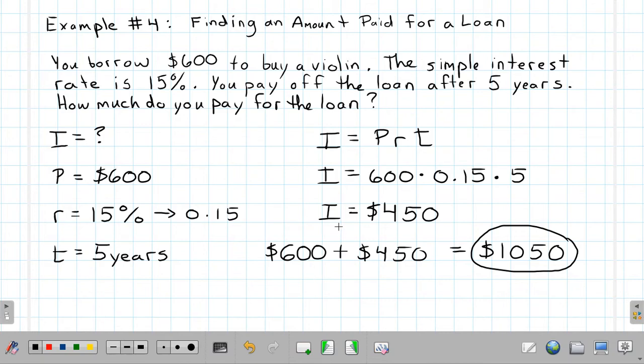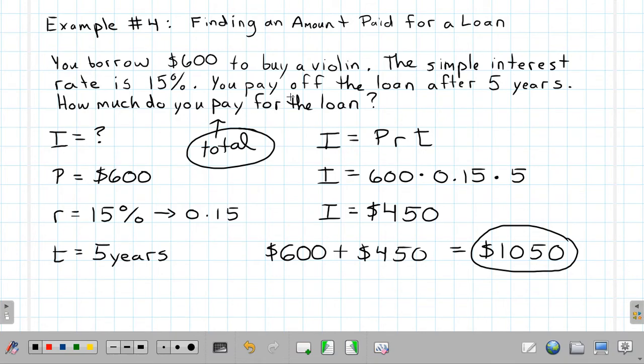So just be aware of that. Since it says how much in total, this is wanting the total. How much in total do you pay for the loan? Well, you'd have to pay back the $600 plus however much it cost in interest, okay? And once again, same type of thing here.